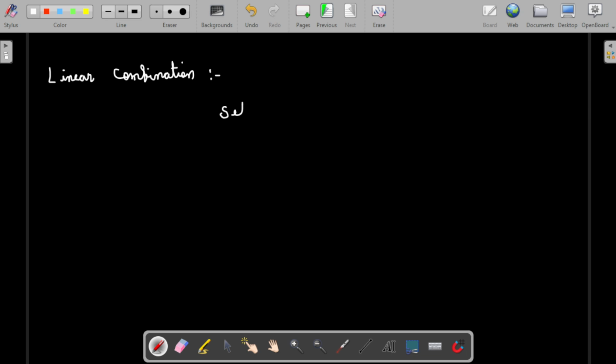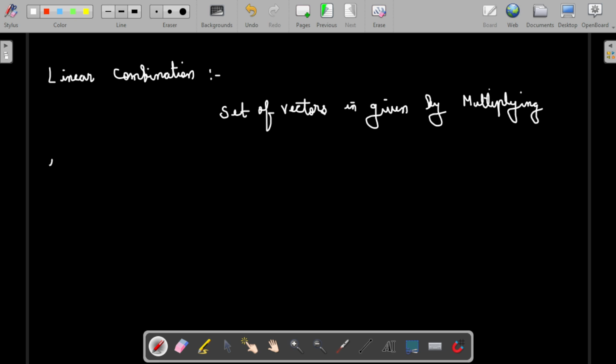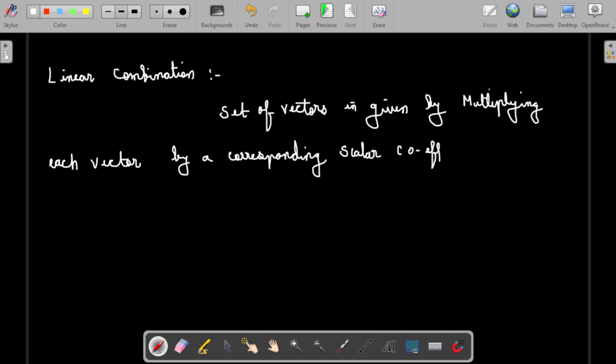A linear combination of a set of vectors is given by multiplying each vector by its corresponding scalar coefficient, for now just to go through it, I will be explaining it clearly, and adding the results.